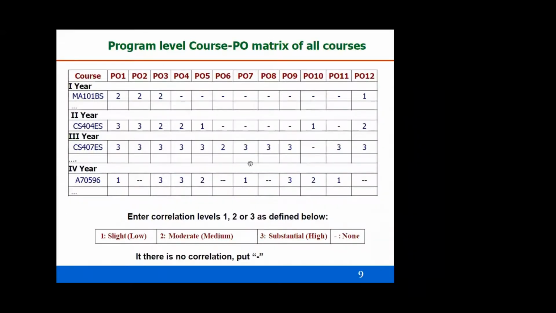Okay, now at program level, you have to define all the courses for UG, PG, then you have to create this table. The first one is the program level courses with PO matrix for all the courses, PO1 to 12. Here you can list out all the courses. Finally, this table is useful to compare your attained value with this program level mapping. Here also the correlation levels are the same. Slight or low means 1, moderate or medium means 2, substantial or high means 3, and no mapping means you simply put a hyphen. If there is no correlation, you simply put a hyphen.